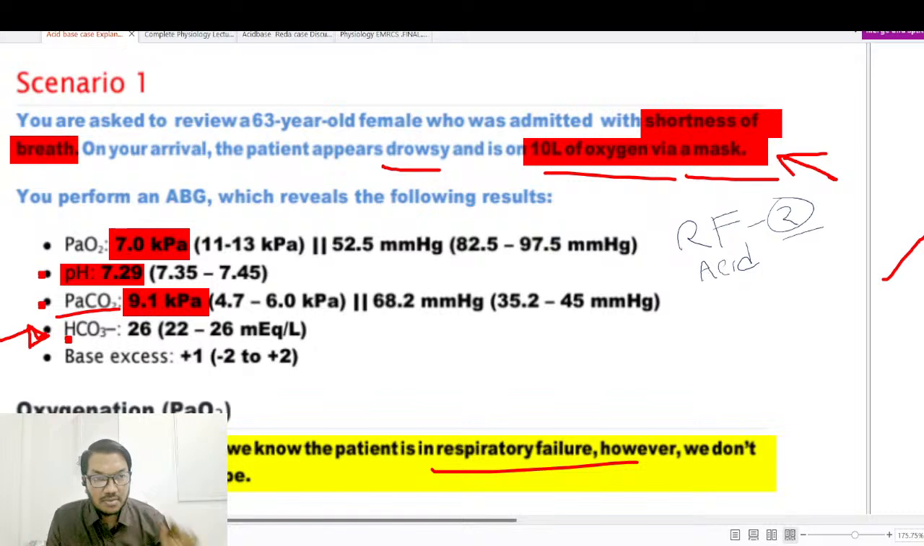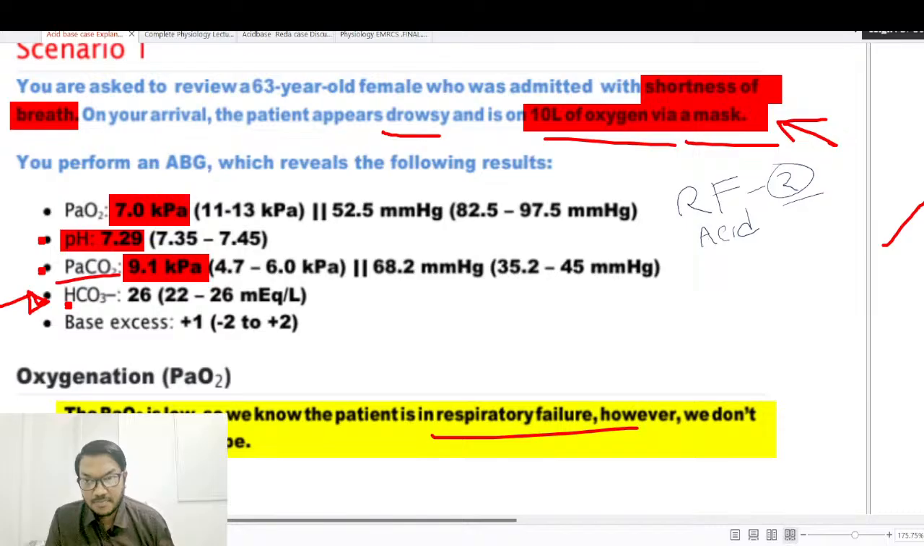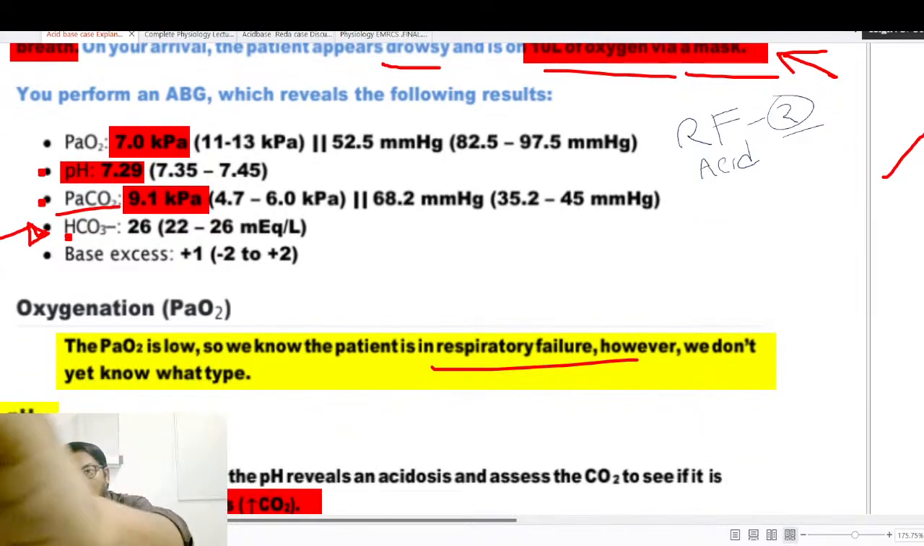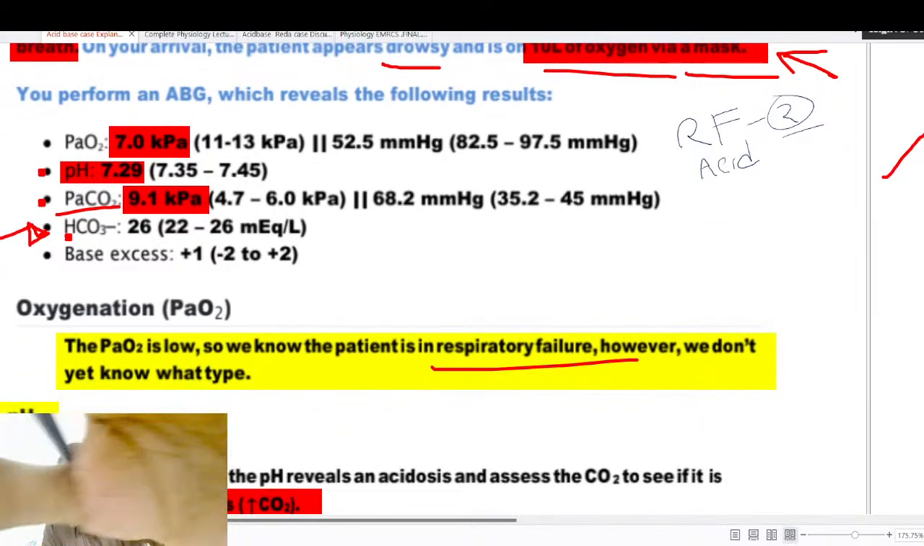So you can understand which direction it is going. Shortness of breath, so it is something respiratory. On arrival, the patient appears drowsy and is on 10-liter oxygen via the mask. So the patient was brought with the ambulance and they are keeping oxygen. You perform an ABG, which reveals the following result. Now look one by one and then comment.